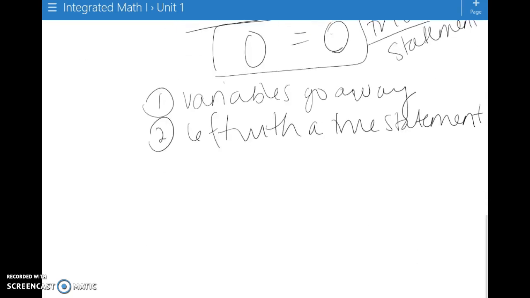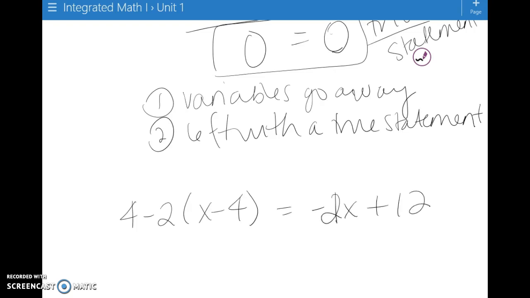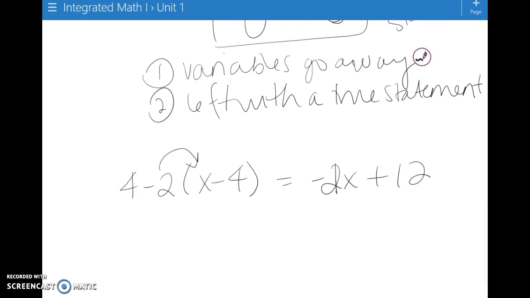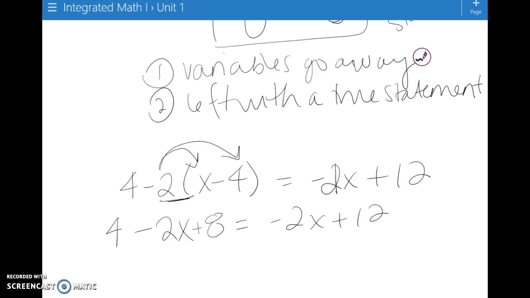All right, one more example of infinite solutions. 4 minus 2 times (x minus 4) equals negative 2x plus 12. All right, I'm going to distribute the negative 2. Notice I didn't distribute the 4. I distribute the negative 2 because that's right next to the parenthesis. Negative 2 times x is negative 2x, bring the 4 down. Negative 2 times negative 4 is a positive 8, equals negative 2x plus 12. I can combine like terms, 4 and 8. I get 12 minus 2x equals negative 2x plus 12.